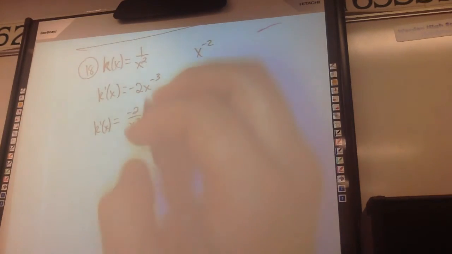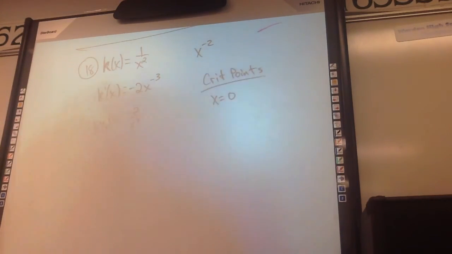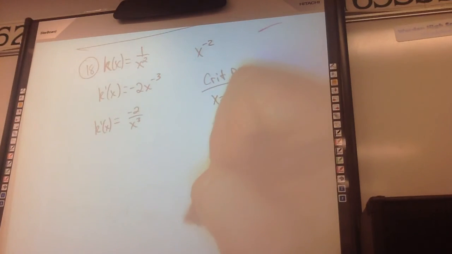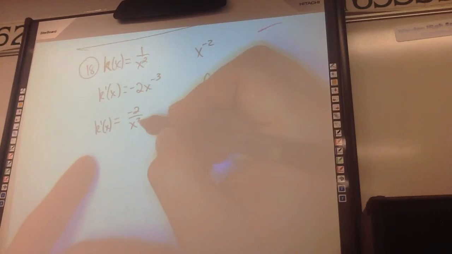And you also think of where does the derivative either equal 0? Will this derivative ever equal 0? Nope. It can't. Or where does the derivative not exist? x equals 0. It's just the same thing.